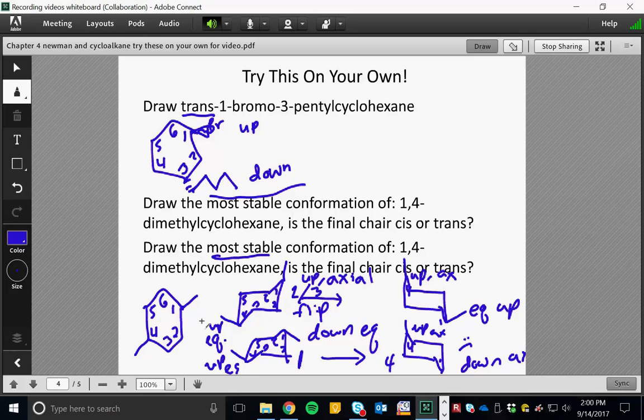So the ultimate question in this was, is the chair cis or trans? You have to come back to your regular flat cyclohexane structure in order to decide if it's cis or trans. So with carbon number 1, we have it down. Typically with the down position, we're going to treat that as a hash.